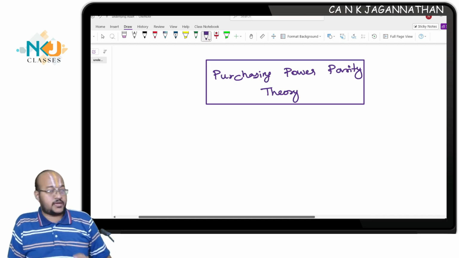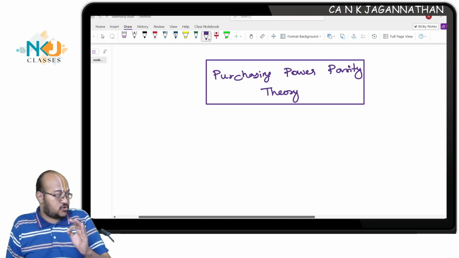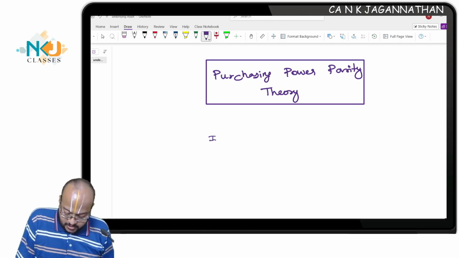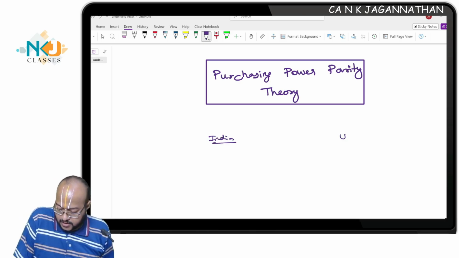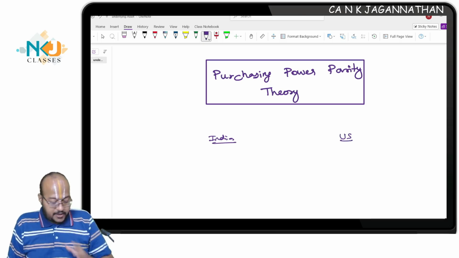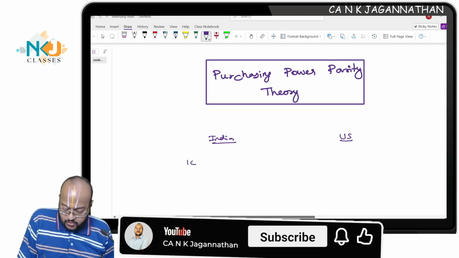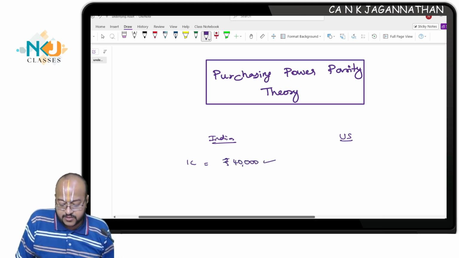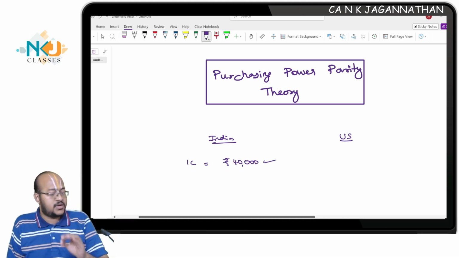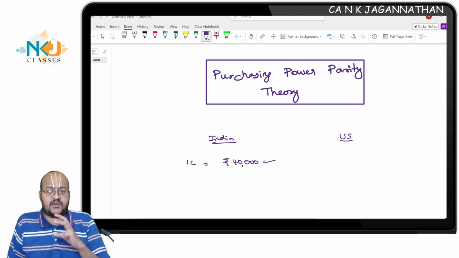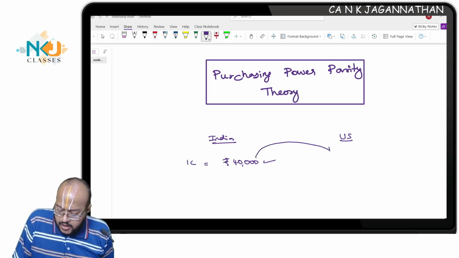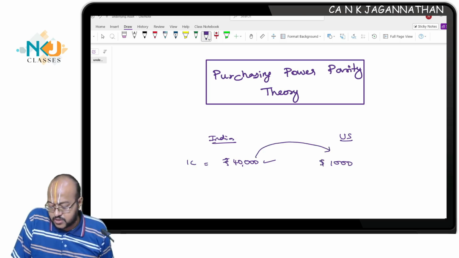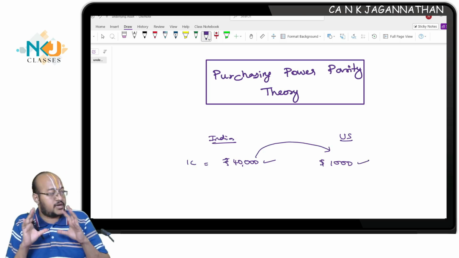This theory says that one price should prevail across the globe. Let's take an example. This is India and this is US. Suppose in India one computer is costing rupees 40,000 today. Are you all understanding? The same brand, the same make, everything remains the same, and the same computer costs $1,000 in US.